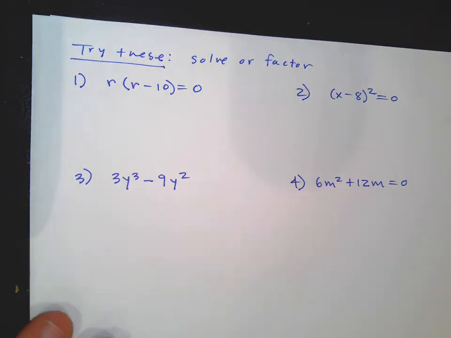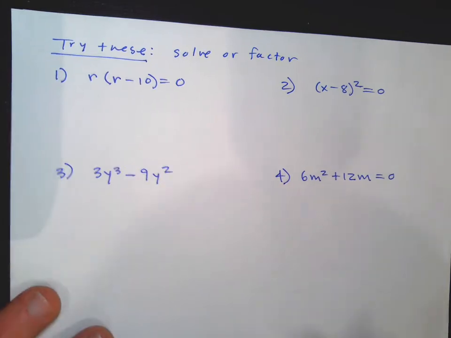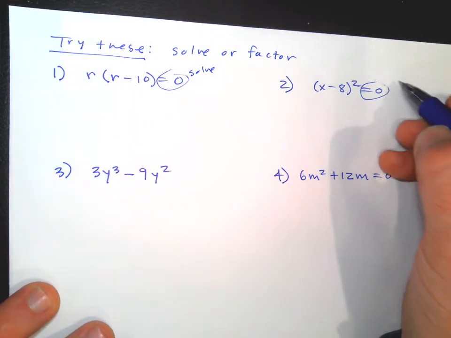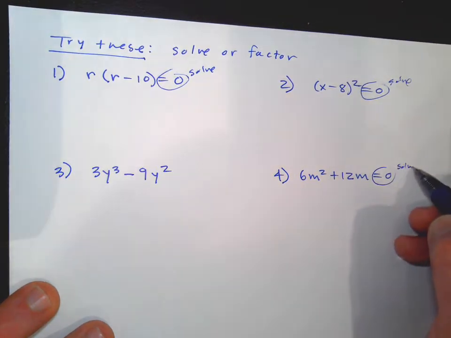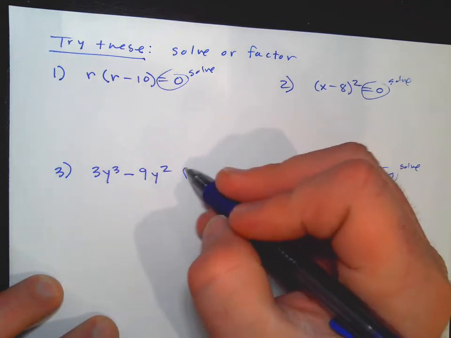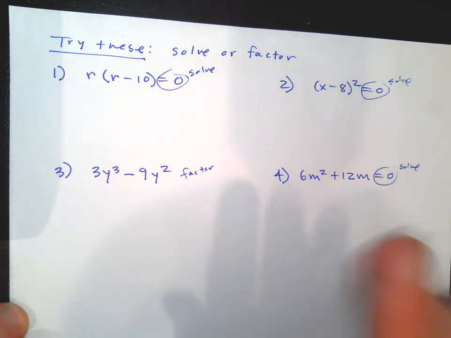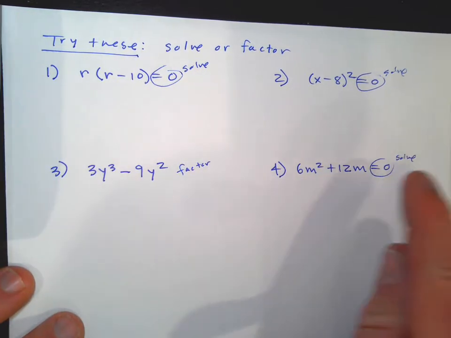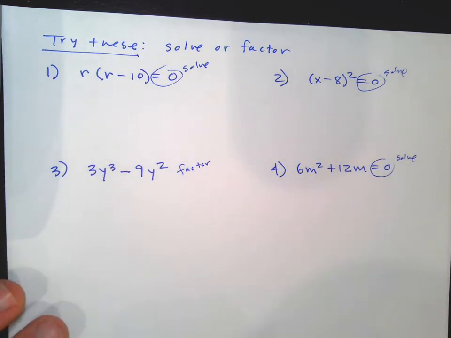Now, only the ones that have an equal sign, equal to something, can be solved. So we're going to solve this one. We're going to solve this one. We're going to solve this one. We can't solve this one, so we're just going to factor this one. And then some of them are already factored and some aren't. These are already factored, so we don't have to factor them. It's already done for us. But this one we're going to solve. Before we can solve, we got to factor it, which is what we were just practicing with the GCF.